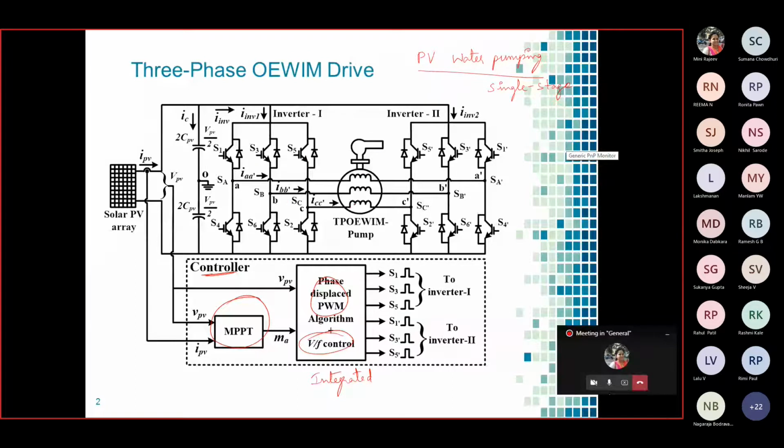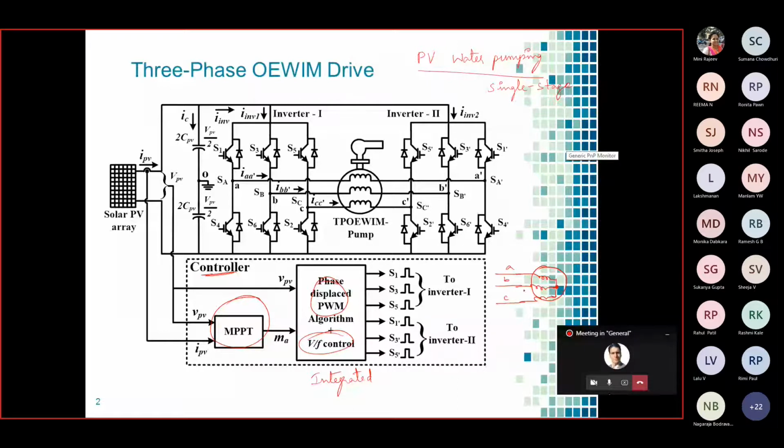I think a few of you might not have any idea about the open-end winding induction motor drive, so in short I'll tell what this is. People might have worked on a conventional three-phase induction motor, which has a short circuit at the other end of the stator winding. A, B, C are the three phases given to the conventional induction motor, with a star connection at the other end.